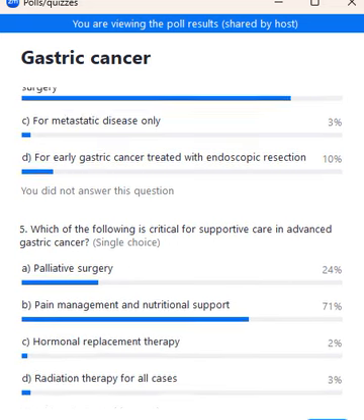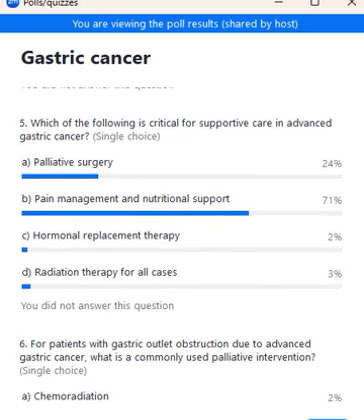Question number 5. Which of the following is critical for supportive care in advanced gastric cancer? Option A was palliative surgery. Option B was pain management and nutritional support. Option C was hormonal replacement therapy. And option D is radiation therapy for all cases. Here the correct answer is option B, pain management and nutritional support.